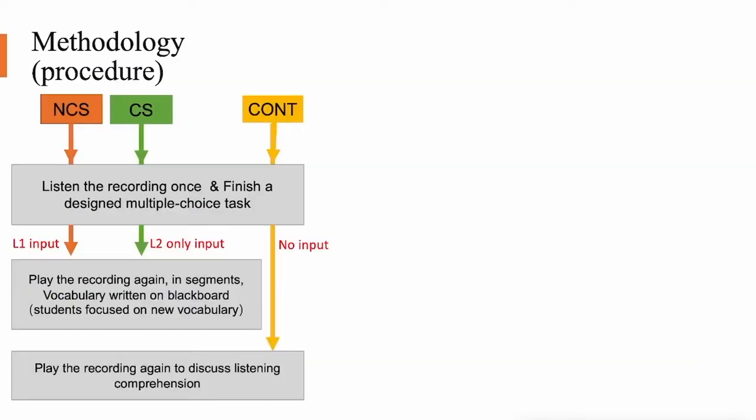You can see the flowchart on the left. Different teaching conditions have different processes. The 3 conditions are the same for the first 2 steps, but after that, in NCS and CS conditions, the teacher plays the recording again in segments and also writes vocabulary on the blackboard so that students can focus on new vocabulary. While in the CONT condition, they just discuss listening comprehension.